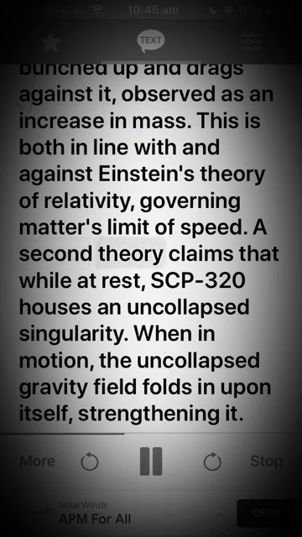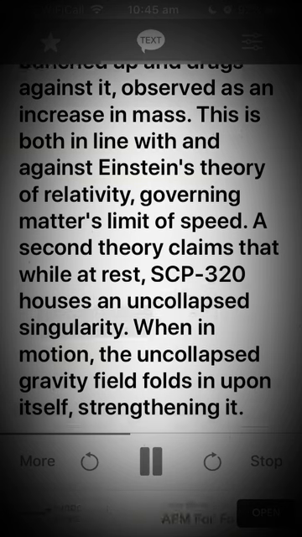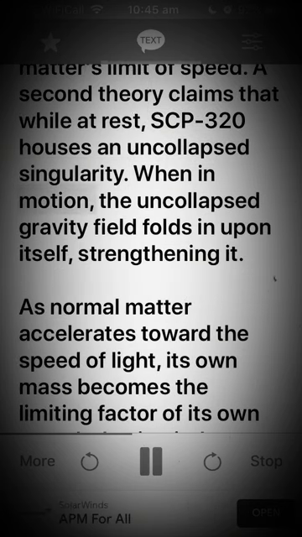A second theory claims that while at rest, SCP-320 houses an uncollapsed singularity. When in motion, the uncollapsed gravity field folds in upon itself, strengthening it.